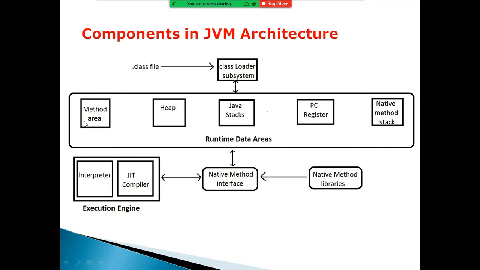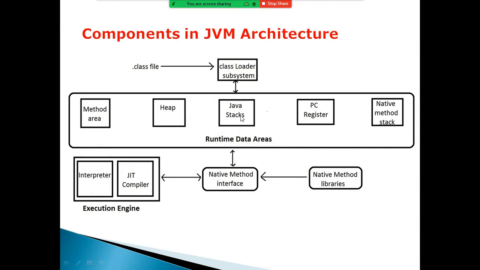Sir, what is the purpose of this method area? The purpose of this method area is to hold the class level data. Class level data means the dot class file is dumped inside this method area. It is holding the class level data. We will discuss in detail, don't worry. Heap holds objects.